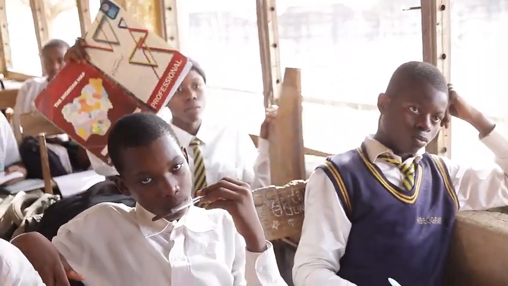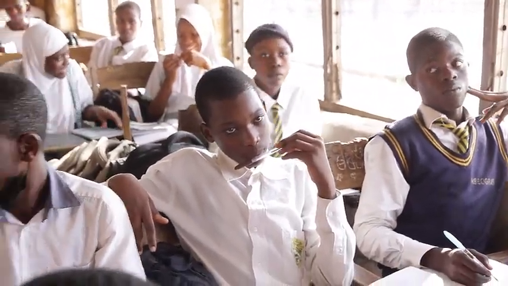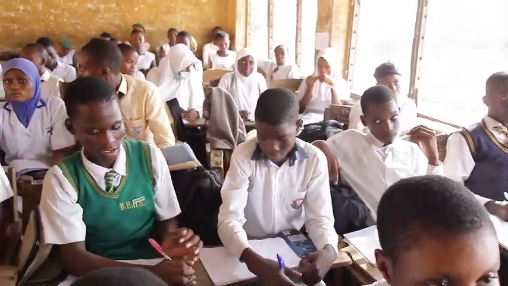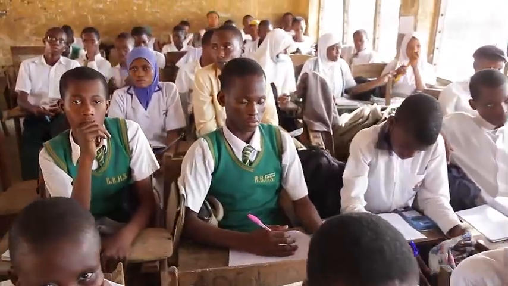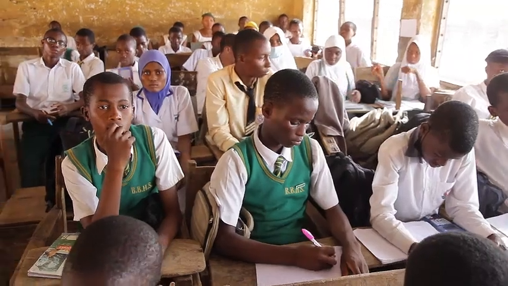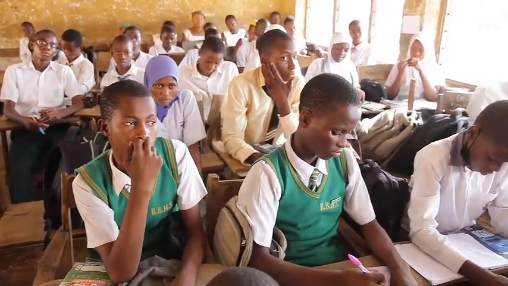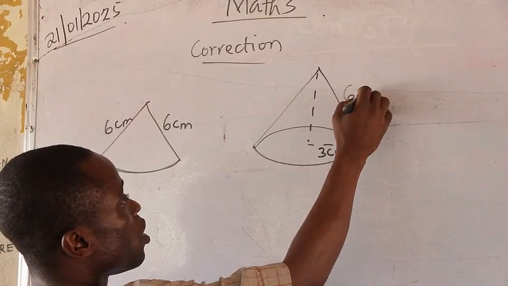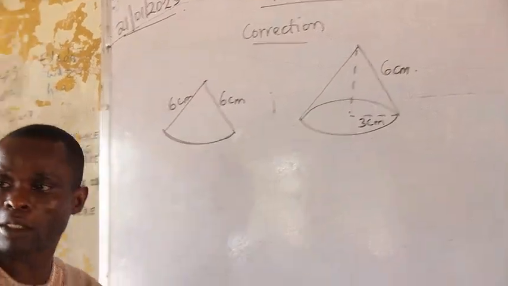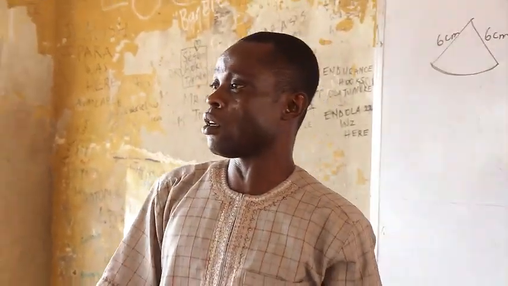Now let's go back to this question. When you have a sector and you want to use this sector to form a cone, the radius of this sector is going to be the slant height of the cone, which is 6 centimeters. And can someone give me the curved surface area of the cone? What is the formula?